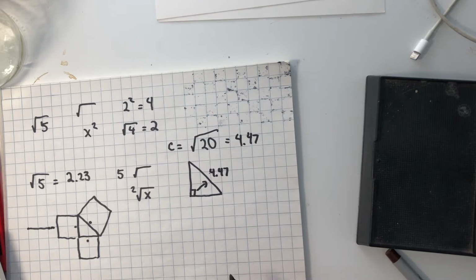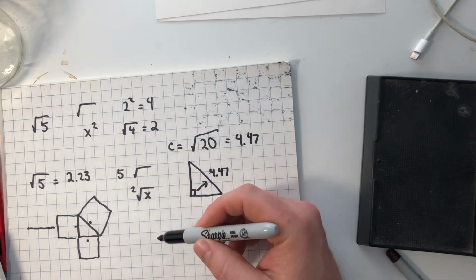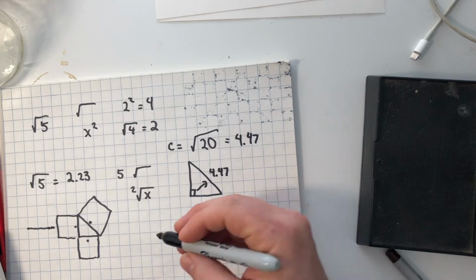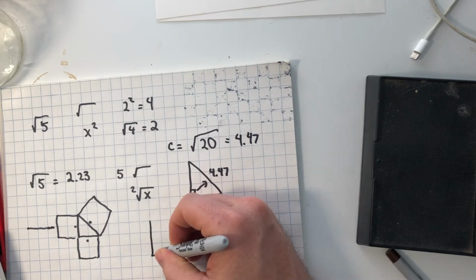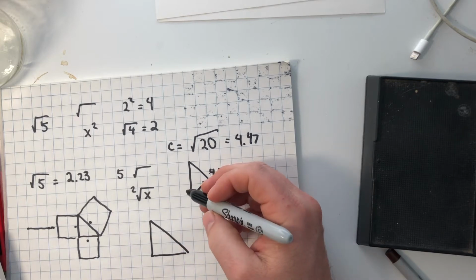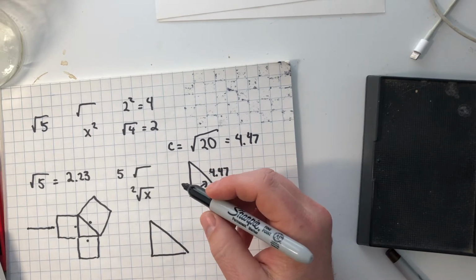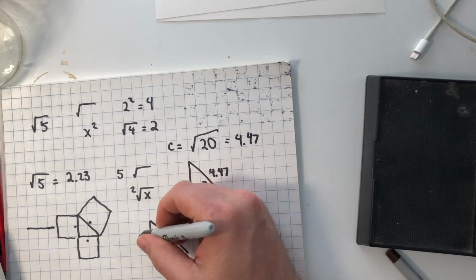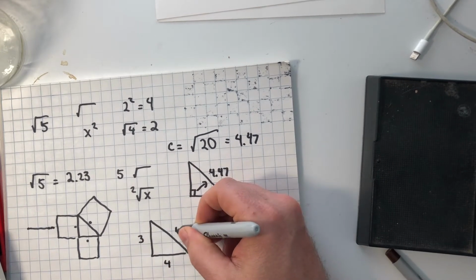The last one is a little bit tricky. Number 10 says sketch a triangle with the side lengths of this. So this is the last one. It says calculate, so the side lengths are, and you can put them in any order, 3, 4, and 5.